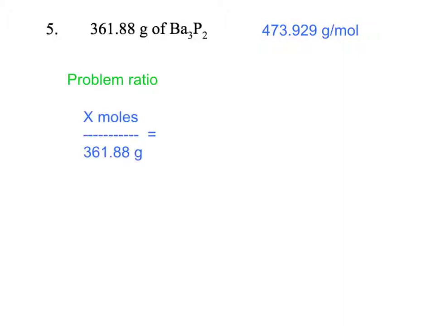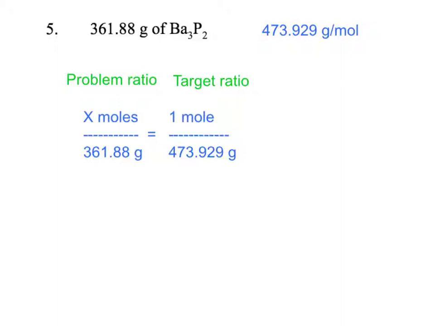First, we set up the problem ratio. It's just the unknown, the thing that you're trying to find, in this case moles. So we have X moles, and that's over the given information. And you can see right from the problem that it's 361.88 grams. On the right-hand side, we have the target ratio, and that comes from your molar mass. So you see on the top, we have 1 mole over 473.929 grams. That was the number that we found in problem number 2.